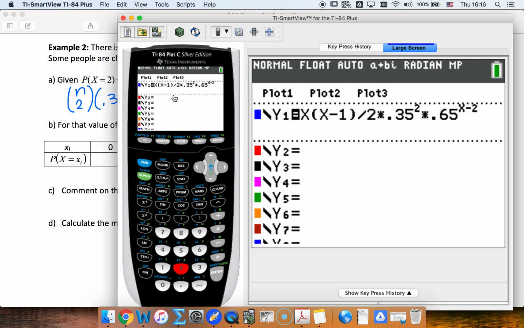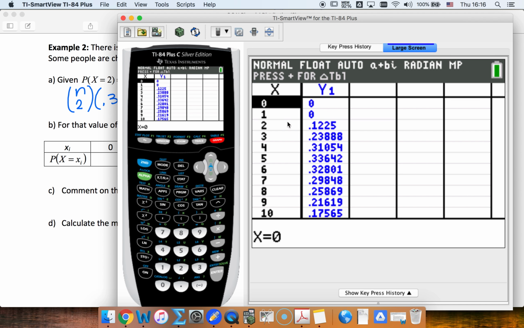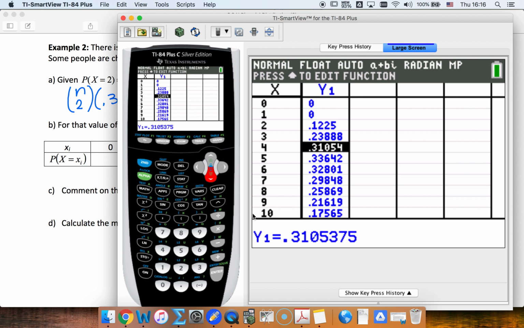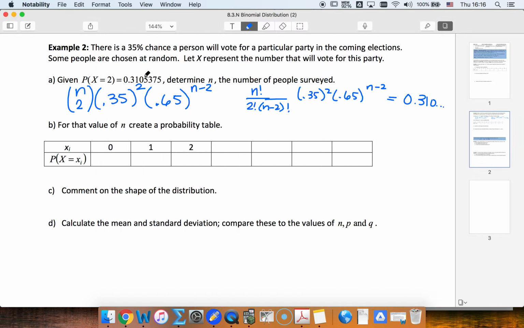And now I'm going to look at my table of values and see if I can find that 0.3 value. Looks like it's down here at 4. So I'm going to go into the column to actually see the values. And there's my 0.3105375. So N is equal to 4. So I can come in and fill in this table, 3, 4. I know this one, of course, 0.3105375.